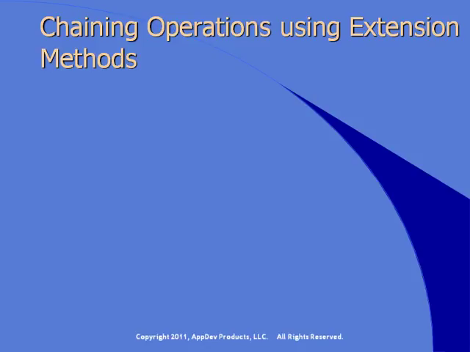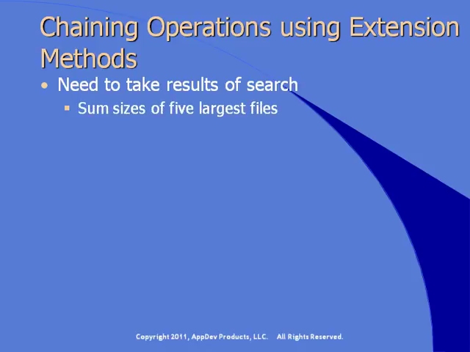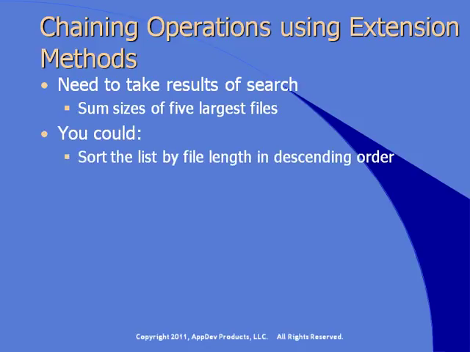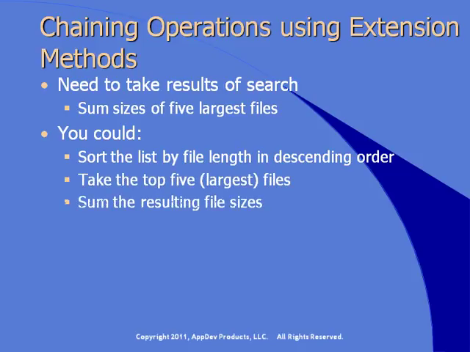Now you can chain operations using extension methods as well. Imagine you need to take the results of the search and sum the sizes of the 5 largest files. Lots of ways you could do this. You could sort the list by file length in descending order, then take the top 5, that is the largest files, and then sum the resulting file sizes.